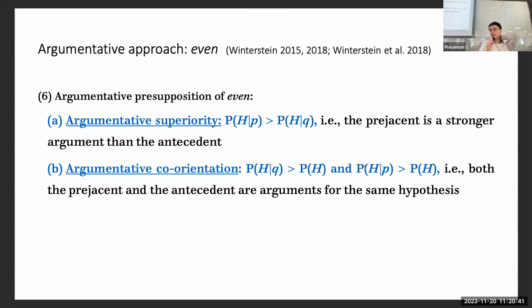So how can an argumentative approach apply to even? In fact, we can formulate the argumentative presupposition of even, which also consists of two requirements. First is argumentative superiority, which demands that the prejacent is a stronger argument than the antecedent, right? So it elevates the posterior probability to a higher extent than the weaker argument. Then the second component is argumentative orientation. It says that both the prejacent and the antecedent are arguments for the same hypothesis, meaning that both Q and P elevate the posterior probability to a higher extent than the prior probability.